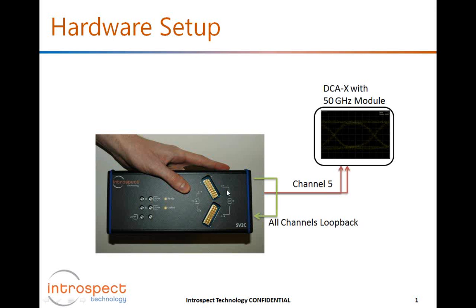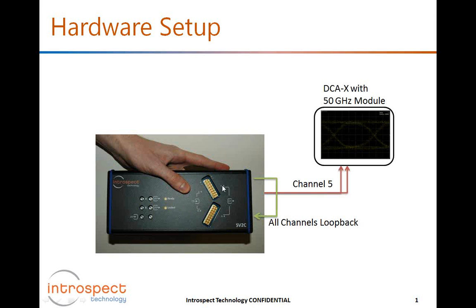The system has 8 independent pattern generators, all running up to 28 gigabits per second, and 8 independent error detectors and pattern receivers for analysis. For today's demo, one of the channels is connected to the oscilloscope, and the remaining channels are connected in loopback.